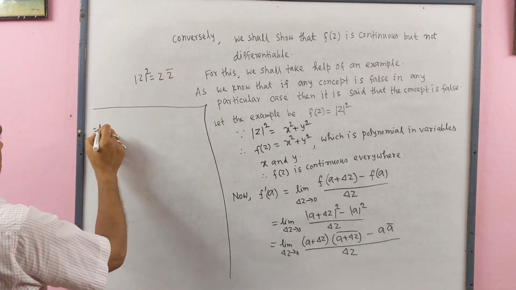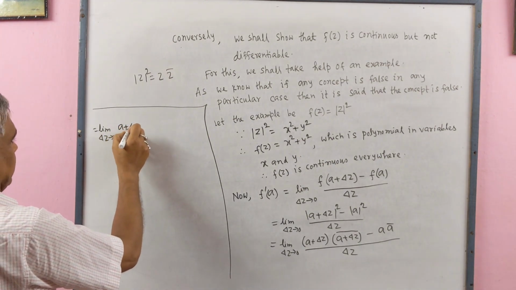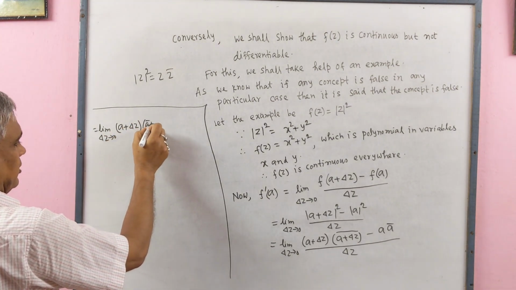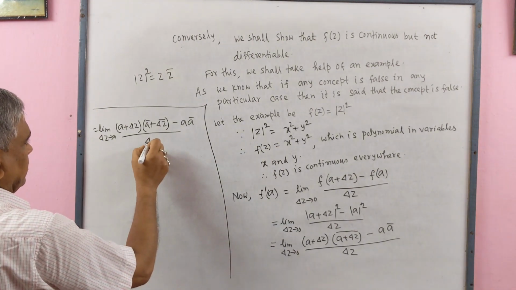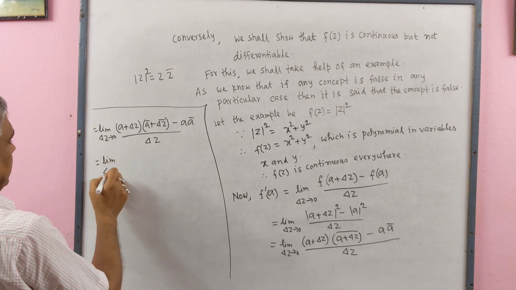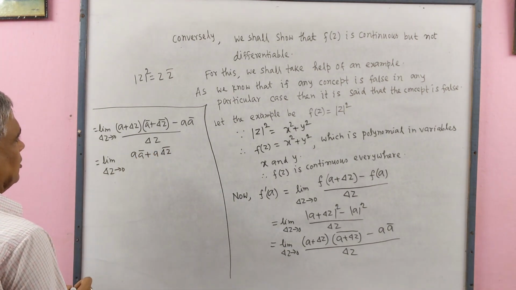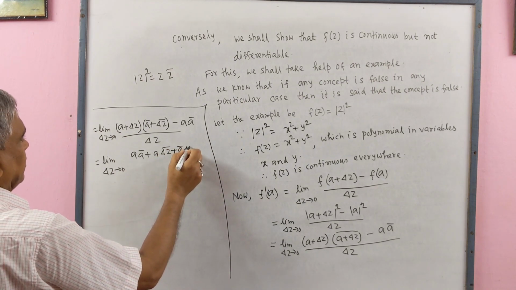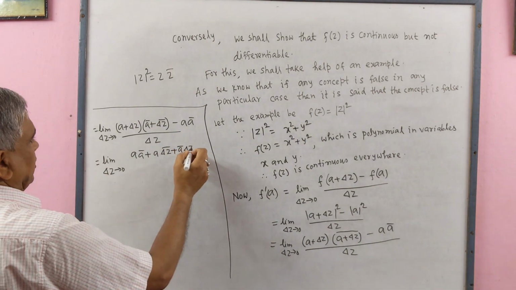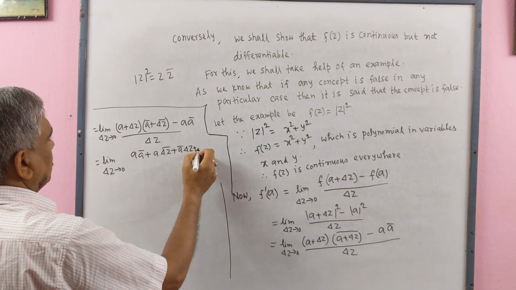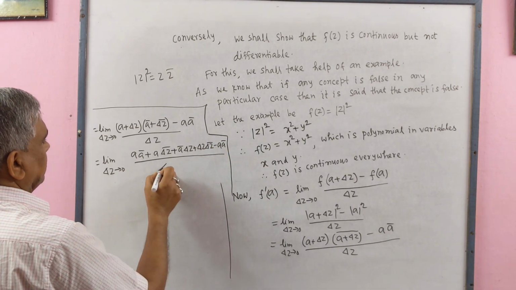Equal to limit delta Z tends to 0 of (a plus delta Z)(a bar plus delta Z bar) minus a a bar by delta Z equal to limit delta Z tends to 0 of a a bar plus a delta Z bar plus a bar delta Z plus delta Z delta Z bar minus a a bar by delta Z.